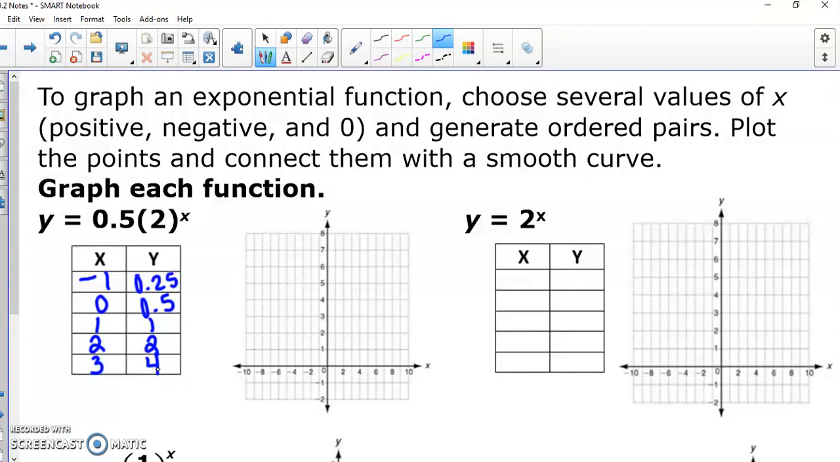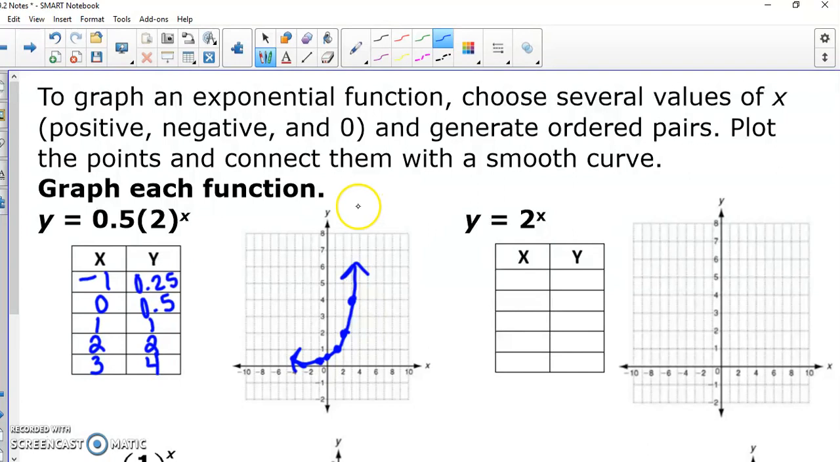So then I just need to go and plot these points. So -1, 1/4, 0, 1/2, 1, 1, 2, 2, and 3, 4. When we plot these exponential functions, we're always going to get a curve that looks something like this. The points are going to be kind of close together at one point in your graph, and then they're going to quickly get much bigger as you go up. And so that's how you can tell it's an exponential graph.